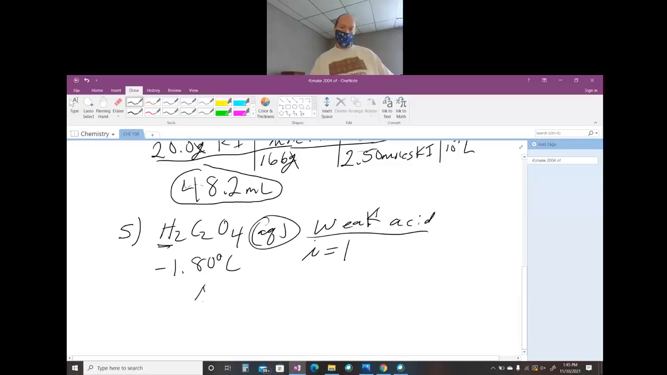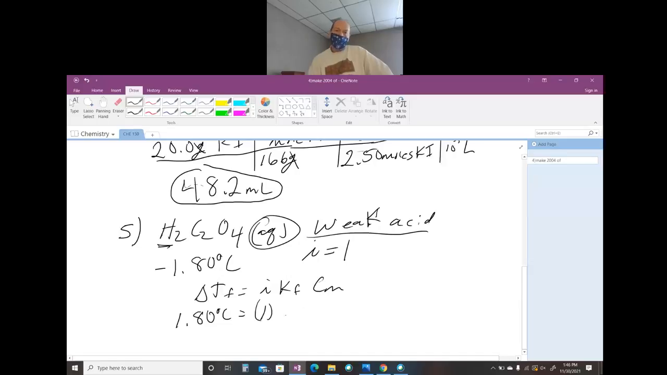And so we have delta T sub F is equal to i Kf C sub M. Your C sub M is concentration in molality. Your delta T sub F is how far the freezing point went down, the freezing point depression. It went down by 1.80 degrees Celsius. Water by itself would be 0. Now it's at negative 1.80. So the delta T sub F, the freezing point depression, went down by 1.80 degrees Celsius.